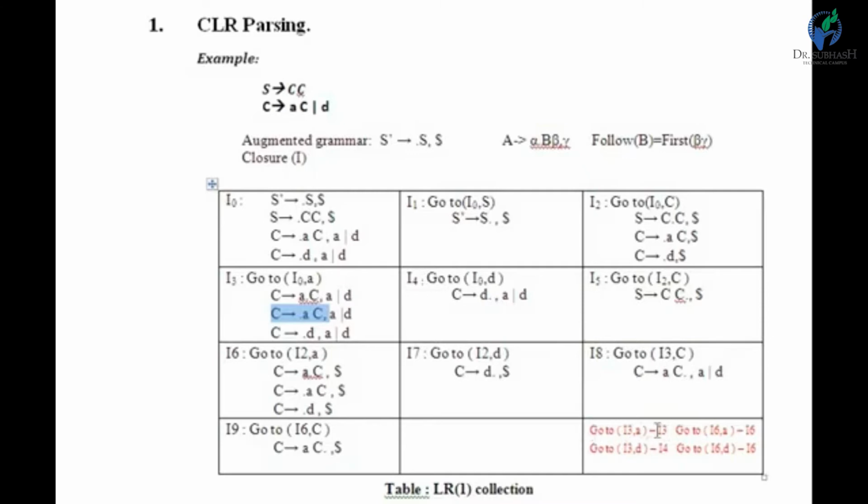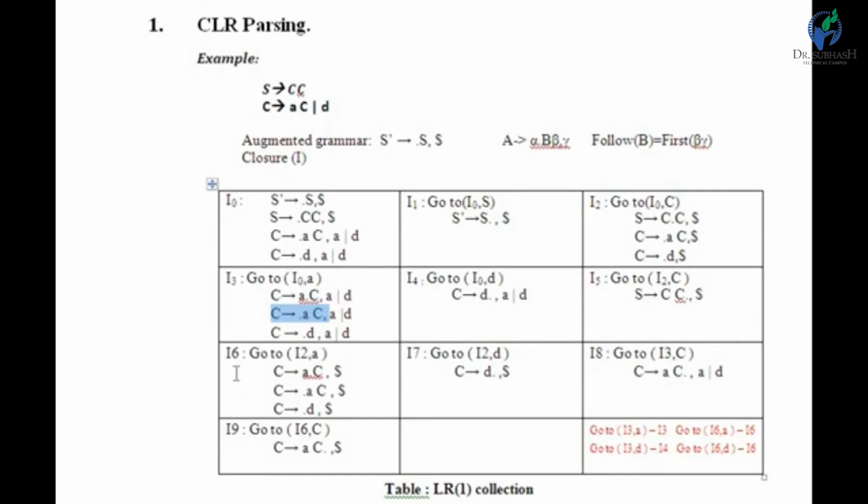Just note this down for the parsing table entry. Next, move I3 on D. So it becomes C gives D dot, A comma D, which is your I4. So goto I3 on D is I4. Next, I4 is complete, I5 is complete.